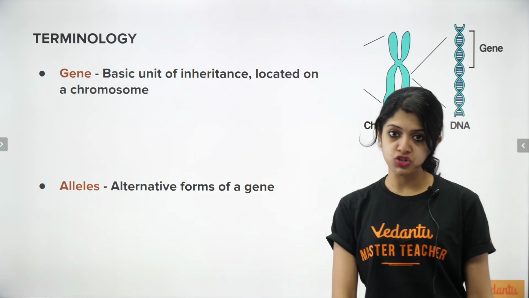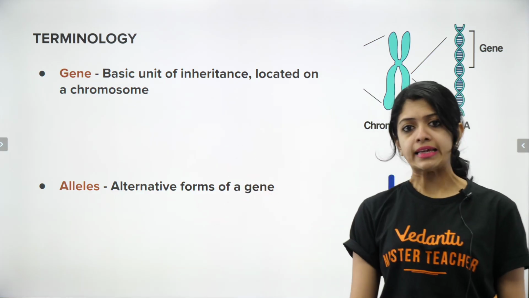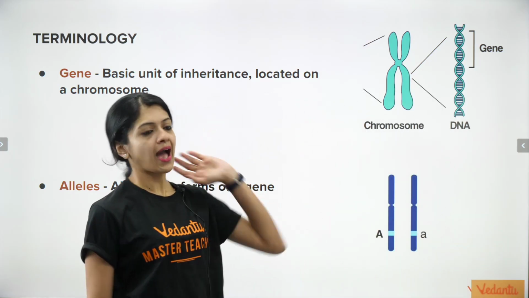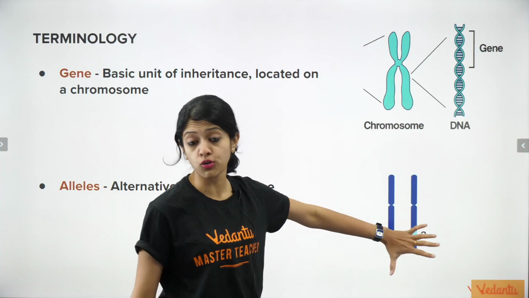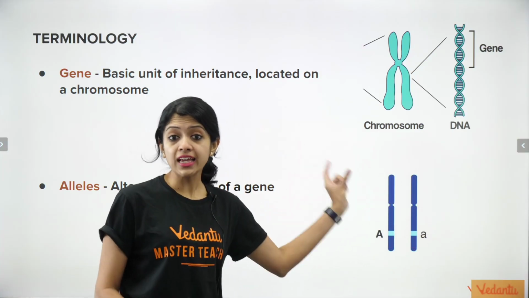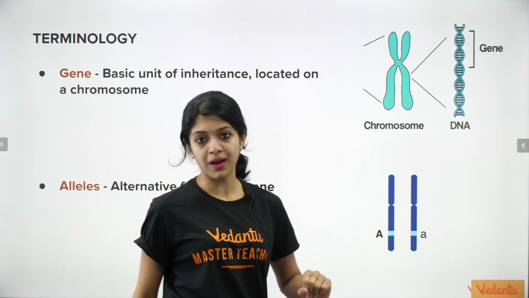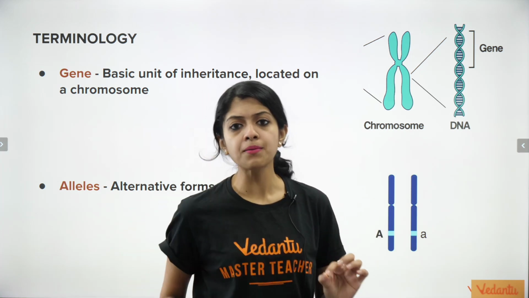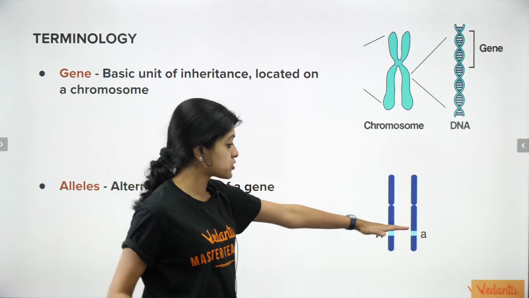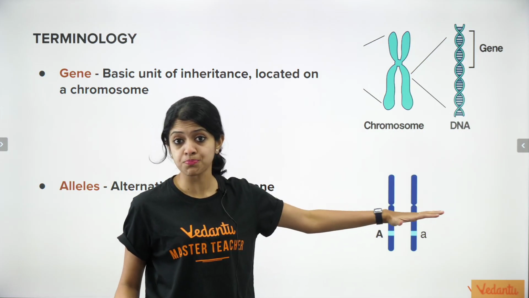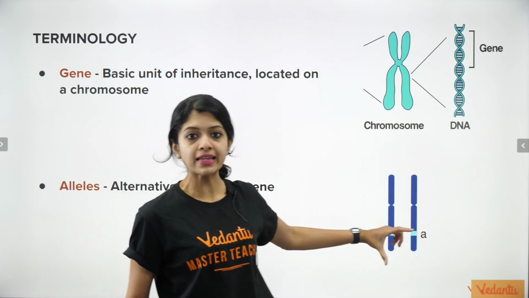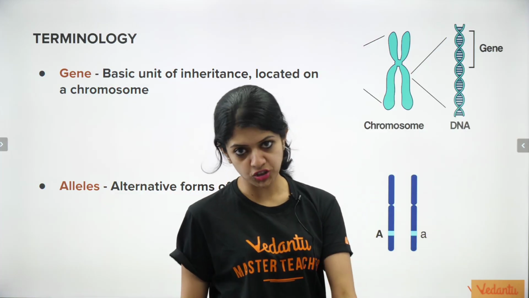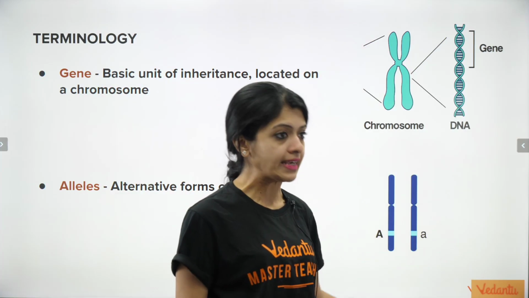And the next term is allele, which is very closely related to gene, and is basically different alternative forms of a gene. As you can see here, this is a pair of homologous chromosomes, and each member of a homologous pair of chromosomes would have alleles for a particular gene. At the same position on the members of a homologous pair of chromosomes, you would find different or similar versions of a particular gene, which we call alleles.